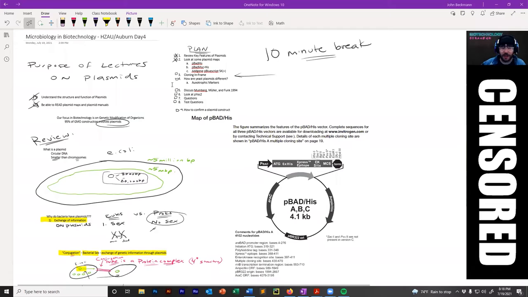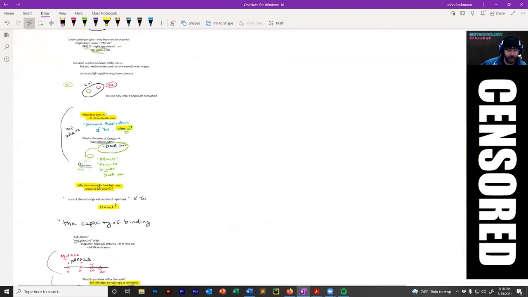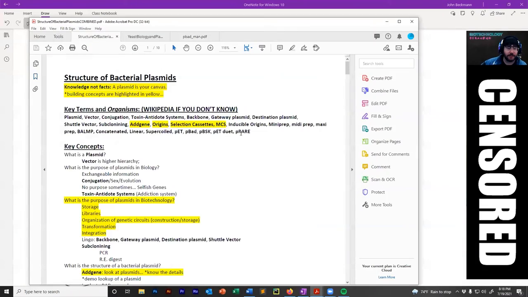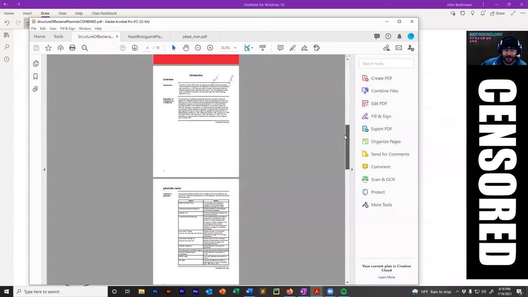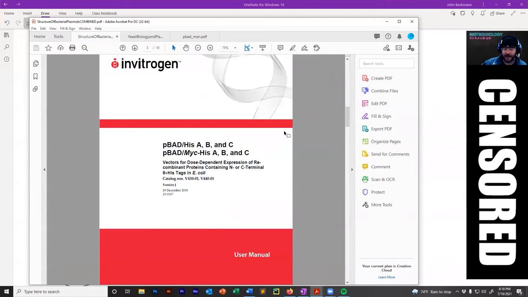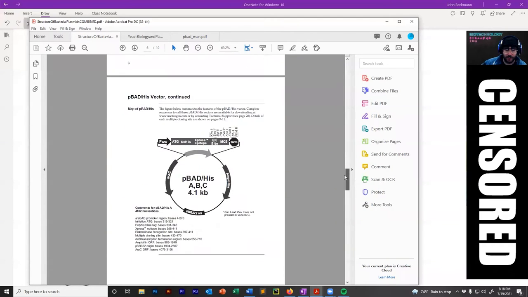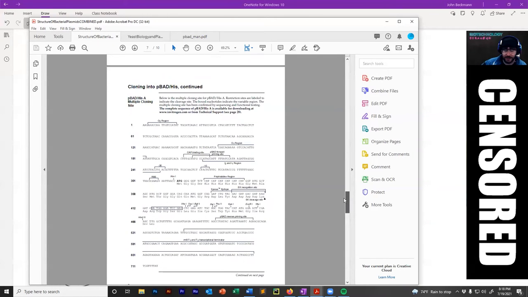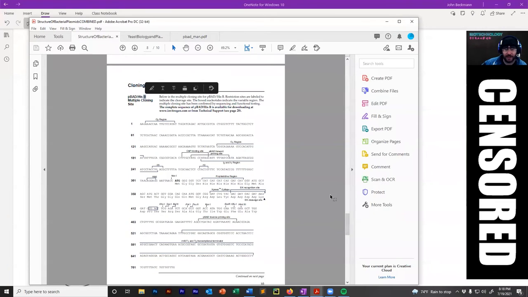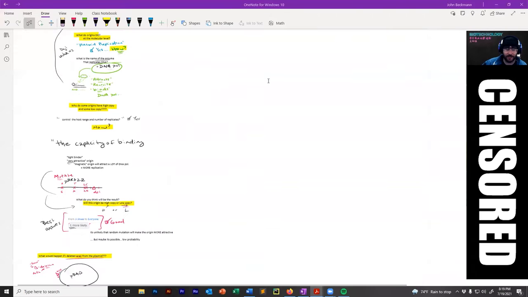So we are going to talk about cloning in frame. In the structure of bacterial plasmids handout, there is a manual for PBAD. I want to show you some important pages from that manual. One is where the map is, which we've already looked at. These pages are very, very important. This page that has A, B, and C, I want to talk about and explain.